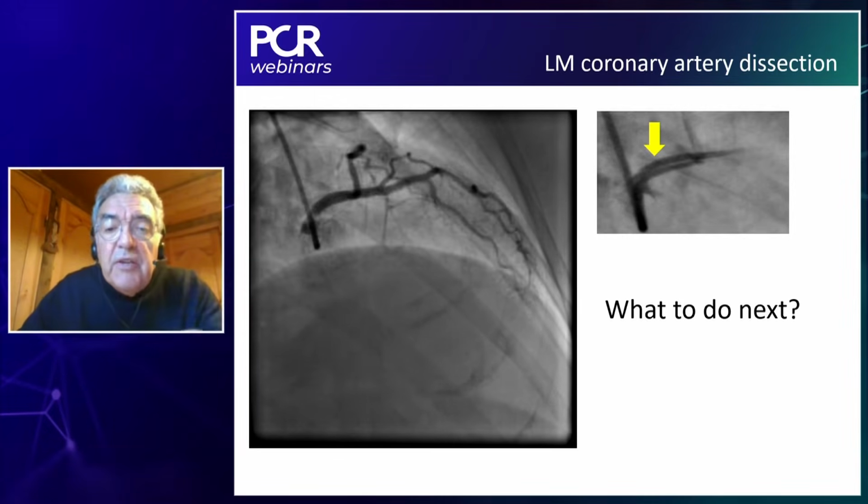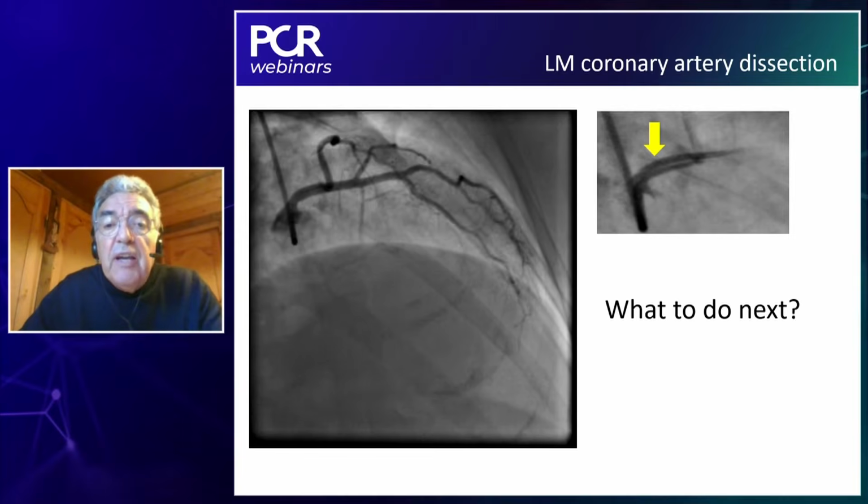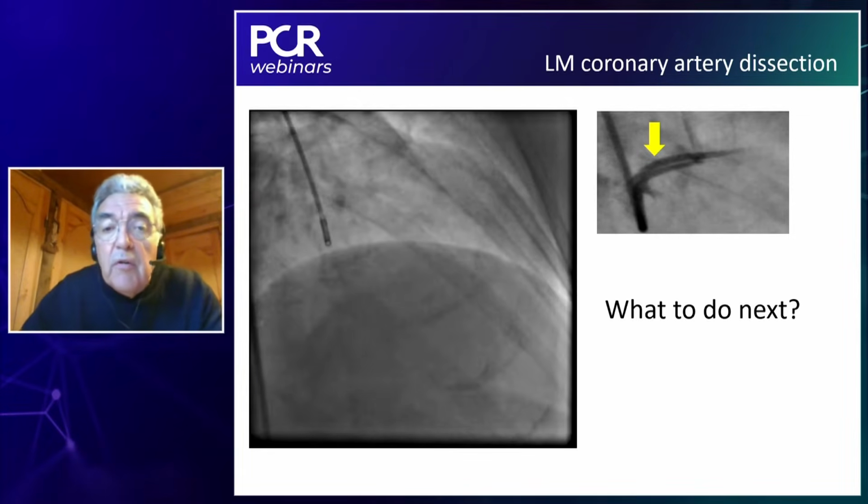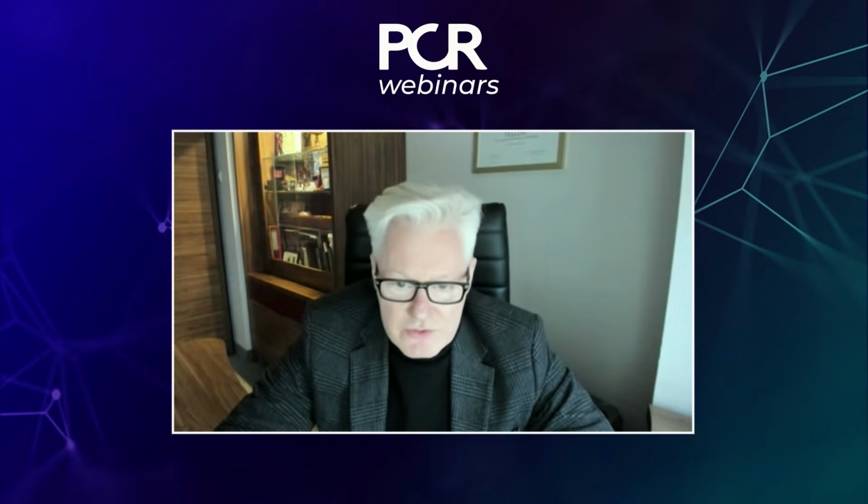Jacek, you say you replace the wire in the left main. Which kind of wire in this particular case will you use? A standard wire or a specific wire? I would start with just the regular BMW or Runthrough wire. I would avoid using hydrophilic wires as a first attempt. Of course, if they are not successful, then we can deliberate and choose other ones. But usually, I will go with a regular Runthrough Intermediate or BMW Universal.